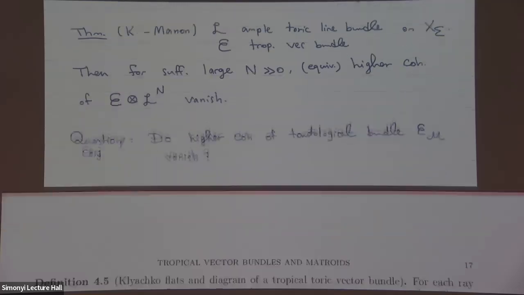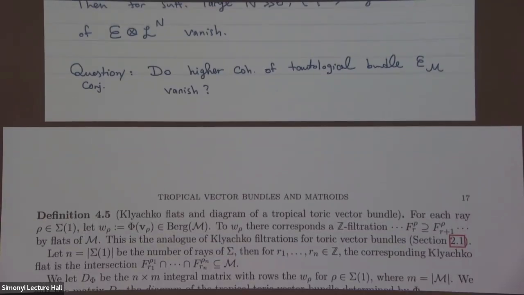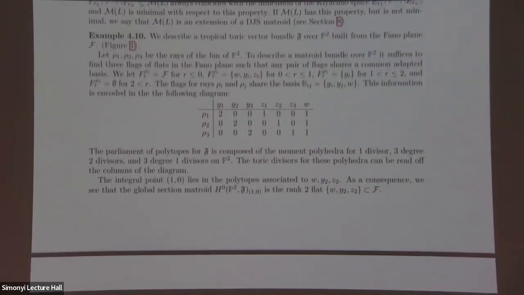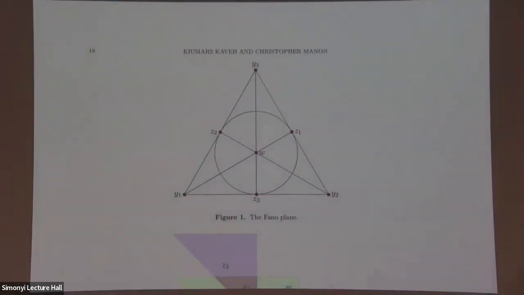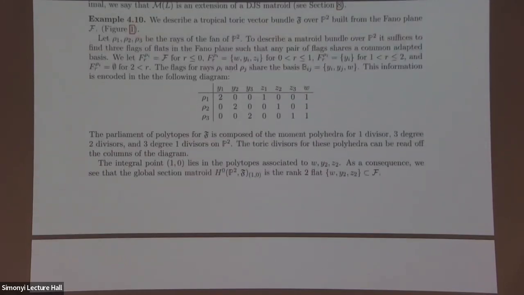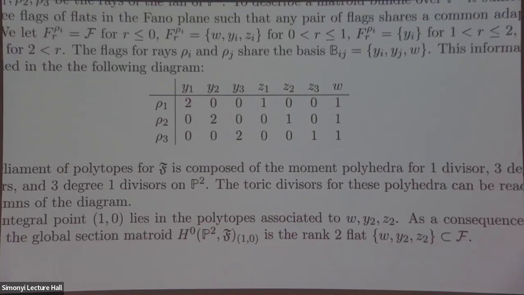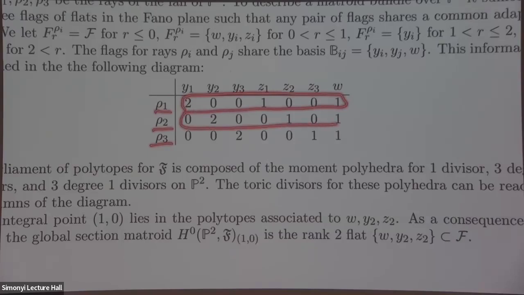It's very related to BEST's work. And this is an example I copied from our paper. So for the Fano plane, this is the diagram of a vector bundle with matroid the Fano plane, where the toric variety is the projective plane. Okay, so we have 3 rays, and these are the corresponding points, tropical points, or points on the Bergman fan.